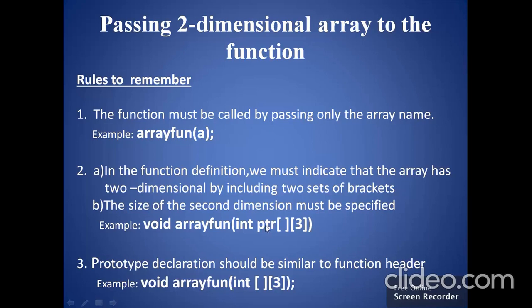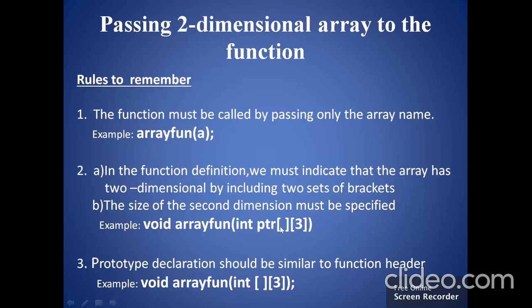This ptr is the name of the two-dimensional array. After that, we will have a pair of empty square brackets. After that, we'll have another pair of square brackets, and inside that we will put a value, that is 3. So these two square brackets will inform the compiler that this ptr is a two-dimensional array.